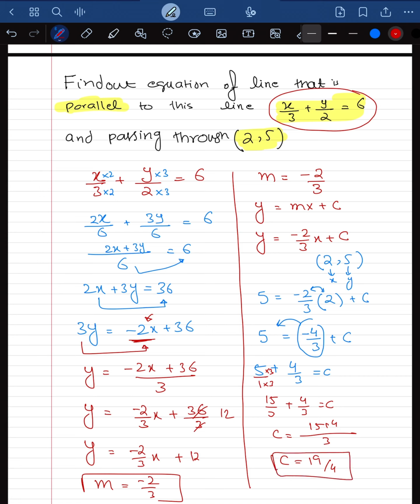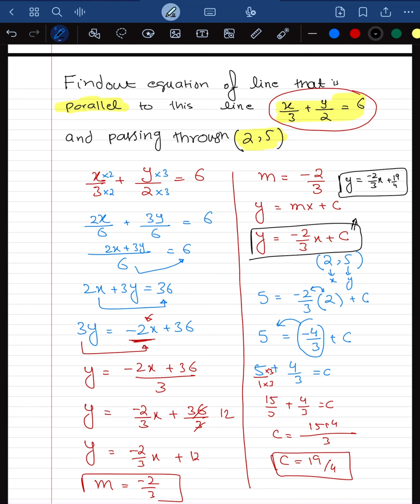Now we just need to place the value of c in our new equation. So this is the equation in which we place the value. The new equation will become y is equal to minus 2 by 3x plus c, and c is 19 over 3. So this is your final answer.